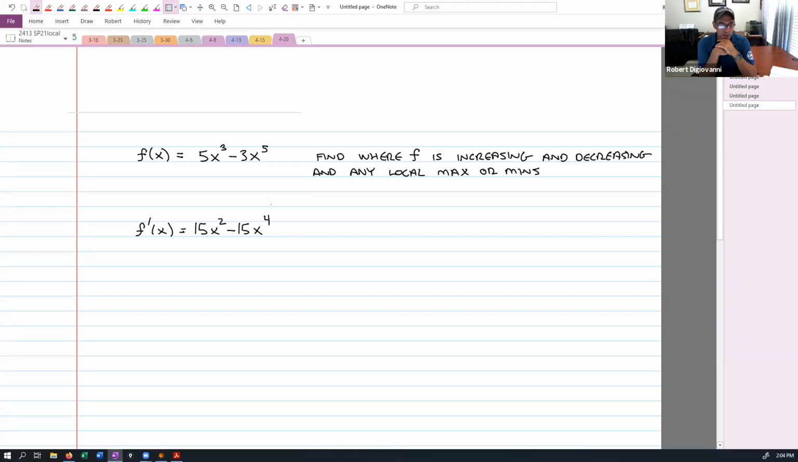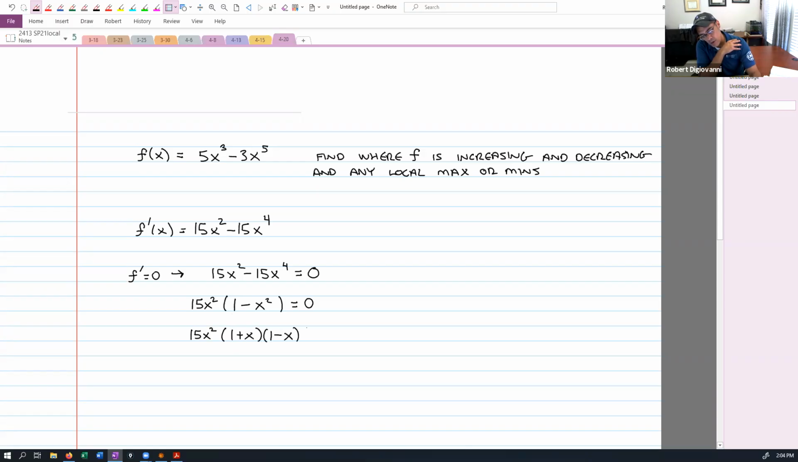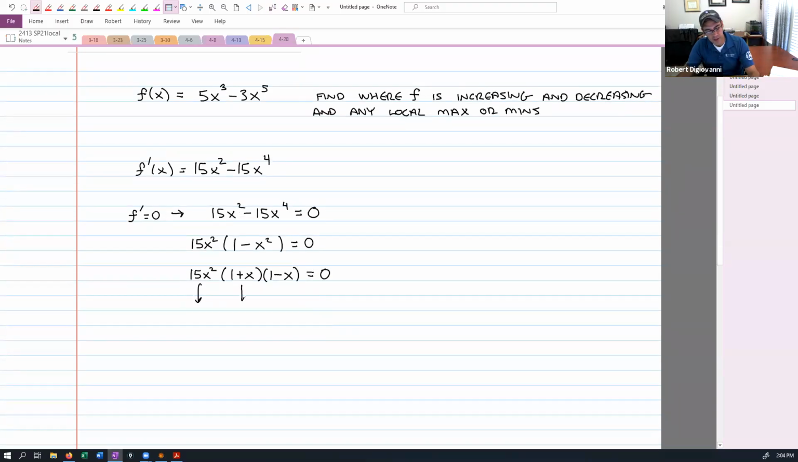(15x squared minus 15x to the 4th). Now, where's this thing 0? Well, I take it and I set it equal to 0. I can factor out a 15x squared. I'll be left with 1 minus x squared. And I can keep factoring. 1 minus x squared is 1 plus x, 1 minus x, because that's a difference of squares. And then I can set each of these equal to 0.